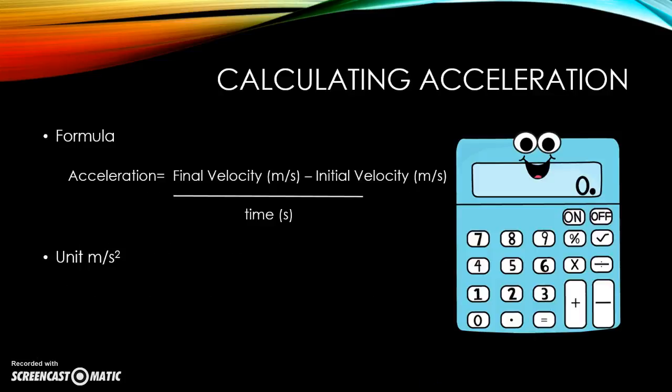So here's how we calculate acceleration. We're going to take our final velocity, which is the velocity at the end of the time, and our initial velocity, which is the velocity at the beginning, and divide that by the time. And our unit for that is meters per second squared.